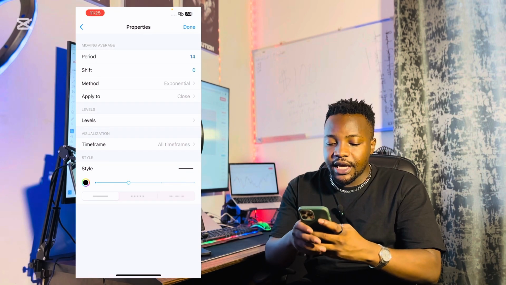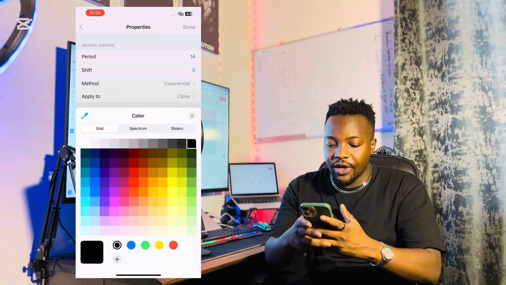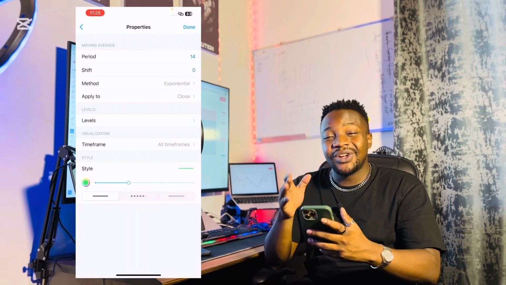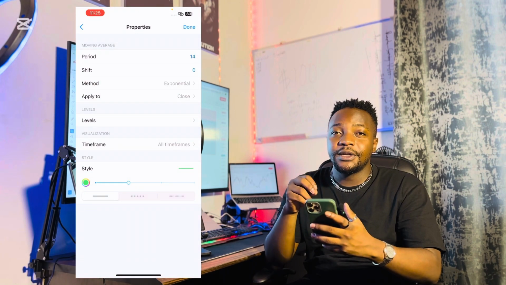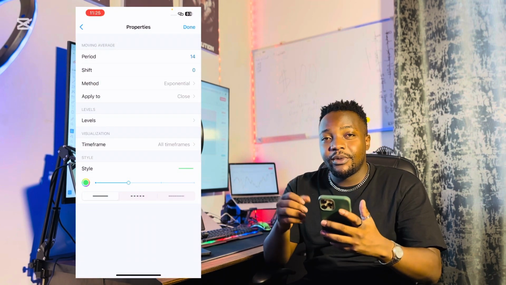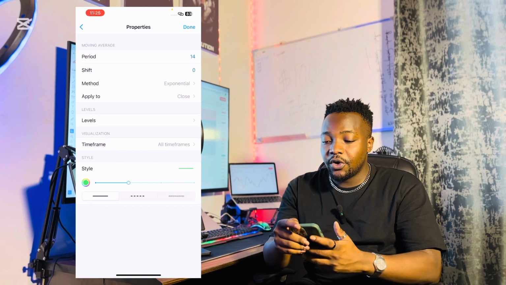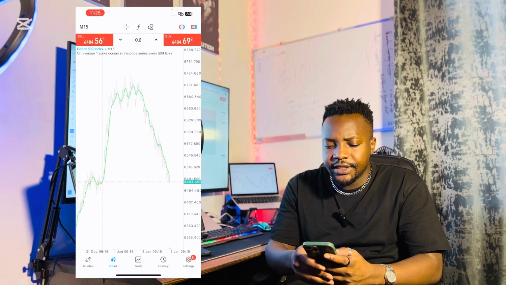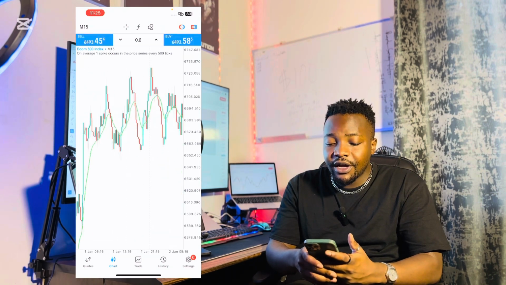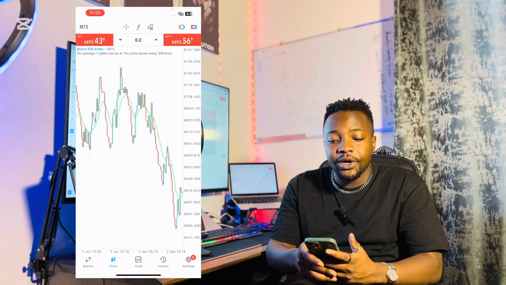Okay, and then in your style, I'm going to change the color to a green color. Please try and follow the same colors that I'm using, and then you can later on customize once you understand the strategy. Then we're going to click on done, and as you can see, we now have that green moving average running across our chart.